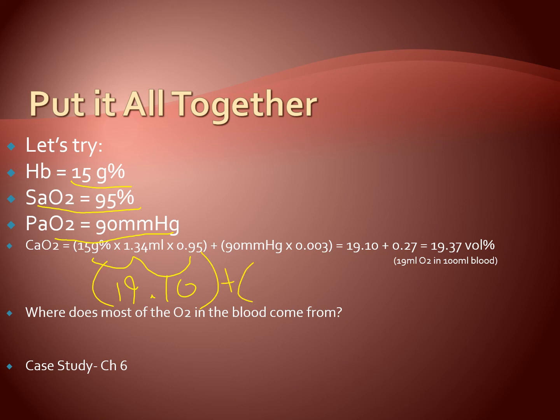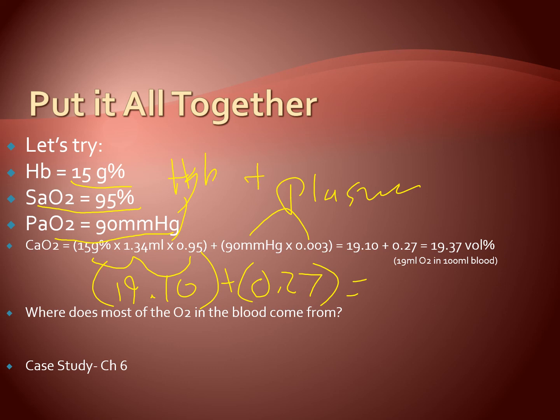Then I'm going to add it to what's in my plasma. So if I take 90 times 0.003, I should get 0.27. When we do this, we add these two together, because that's what we're looking at: how much is in the plasma and how much is on the hemoglobin. When we add those two together, we should get 19.37 volumes percent. Which, let me ask you this, is that a normal value?